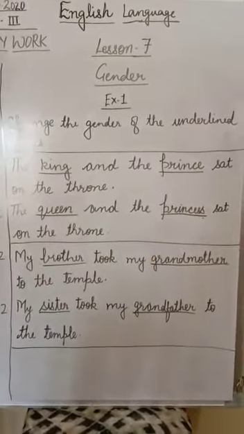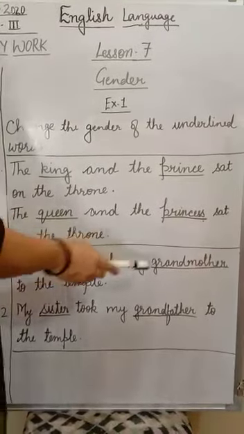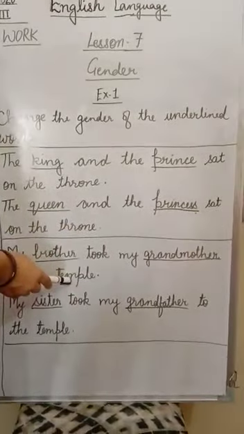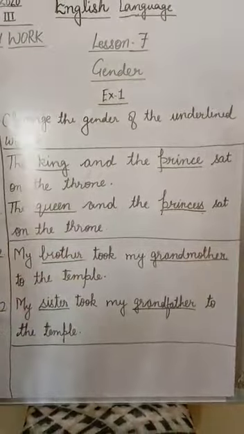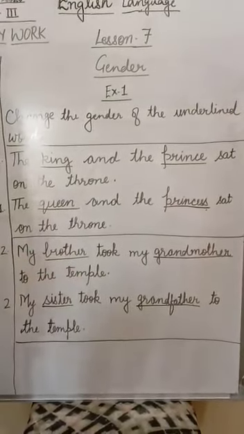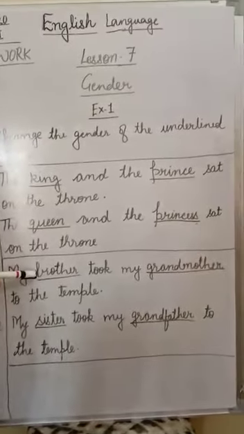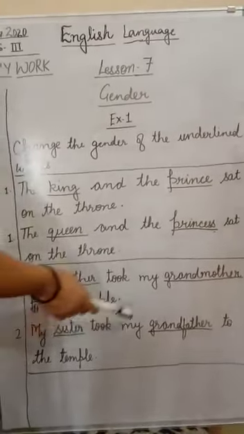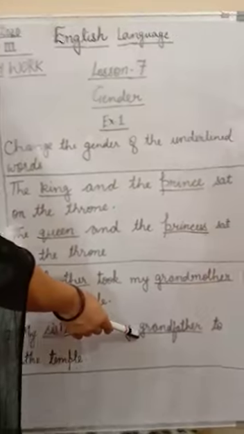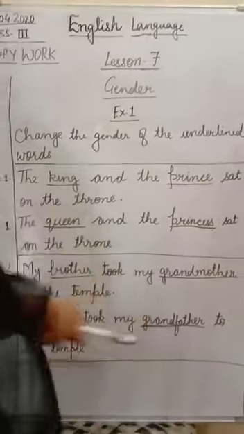Number 2. My brother took my grandmother to the temple. Full stop. Number 2. My sister took my grandfather to the temple. Here we have changed the gender of brother to sister and from grandmother to grandfather. Draw the finishing line.